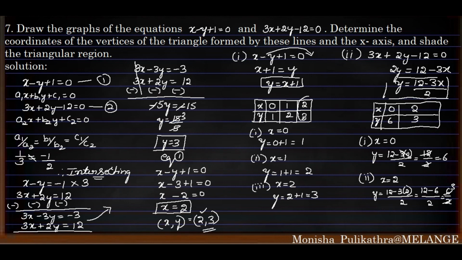Okay, so this is the intersecting point. I will be taking only 2 points this side. So if you want to take one more point also, it's okay. But a minimum of 2 points is required. So for these points, we need to plot a graph.